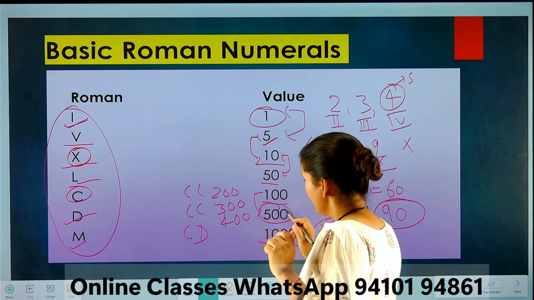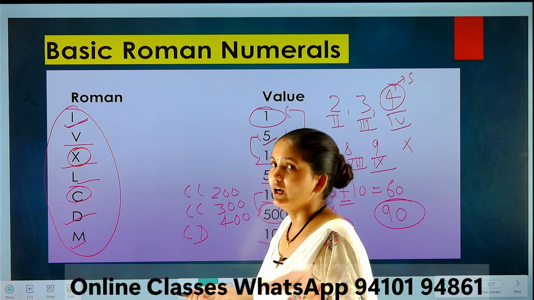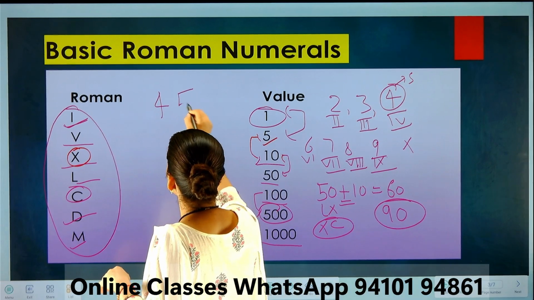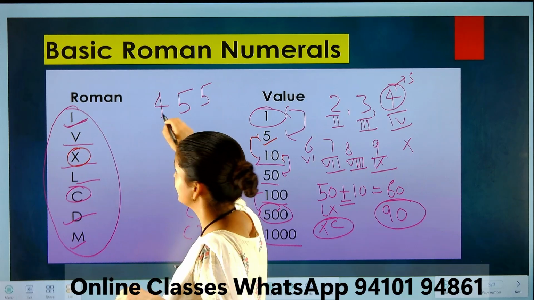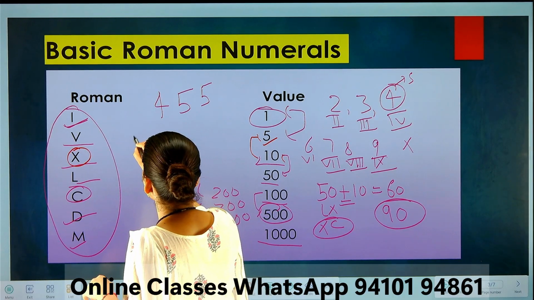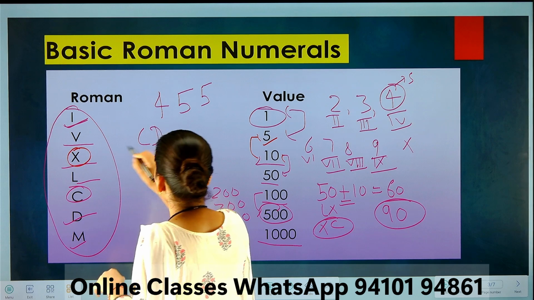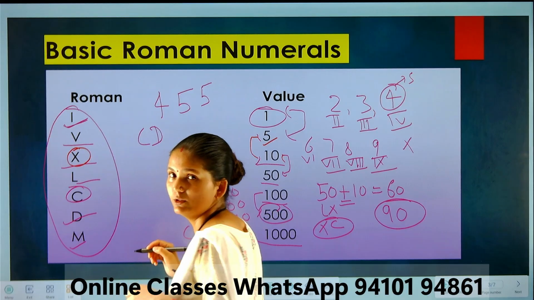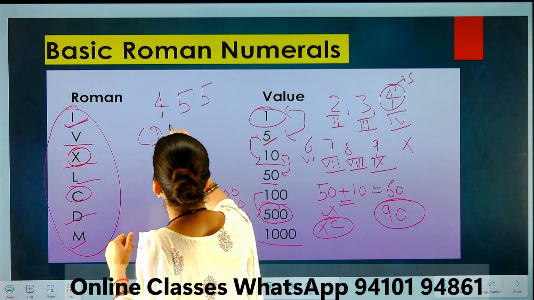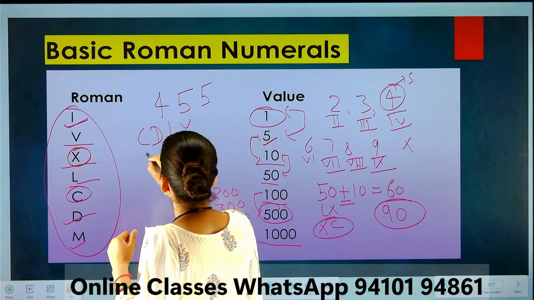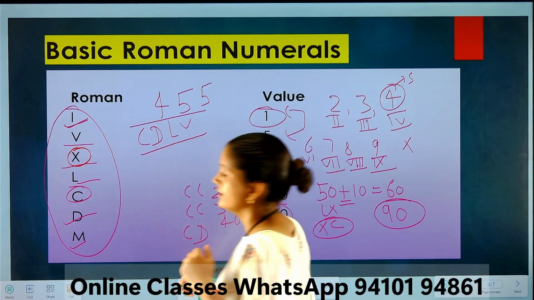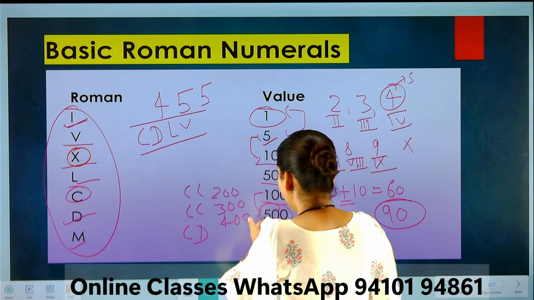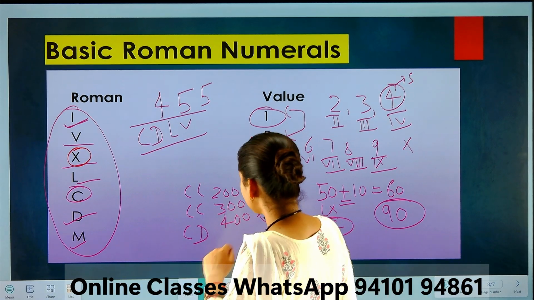Got it? Now suppose you have to write 455. How will you write it? You know that this is the 400. 400 we write as 100 before 500. Now 50 and 5, 55. You know that 50 is L and 5 is V. So the Roman value of 455 is like this. Got it?